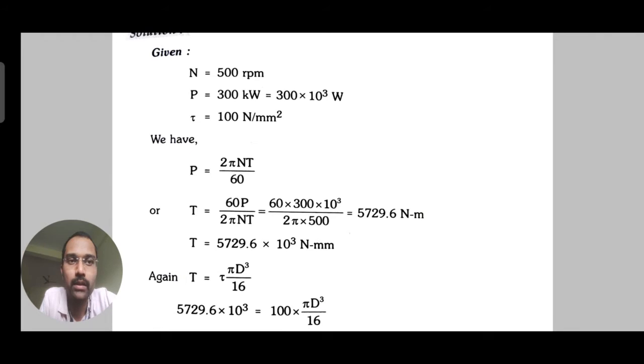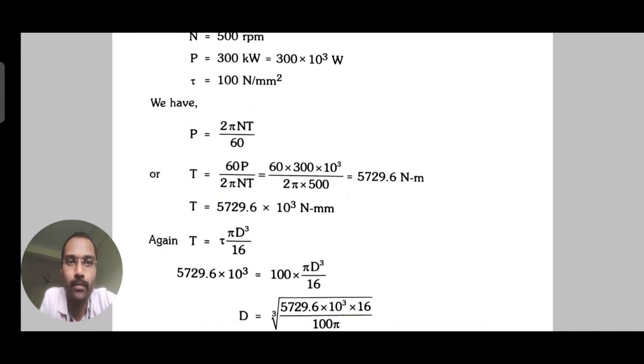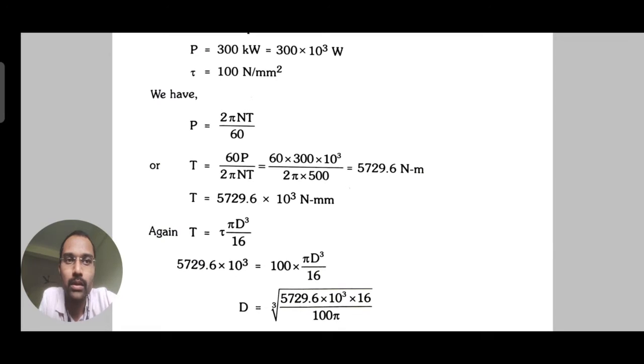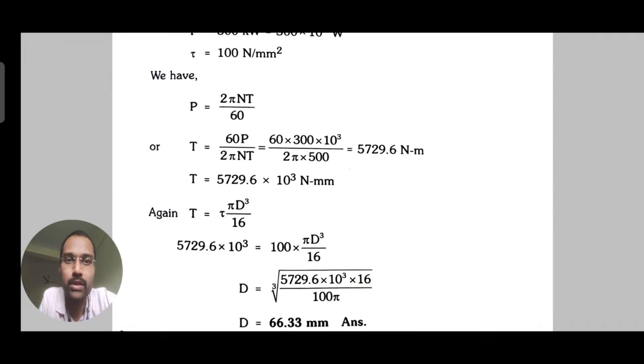So the torque you got is 5729.6 Newton meter. You can convert that torque value directly; you will get it in Newton meters, but you have to convert that into Newton mm. Why? Because to get the D value in mm, convert the torque into Newton mm. So you multiply 5729.6 by 10 to the power of 3.